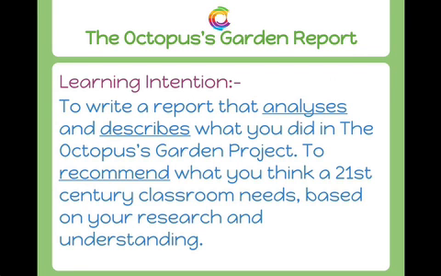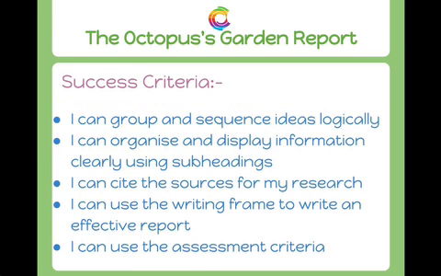So our learning intention for our report for the Octopus Garden project is we're going to write a report that analyses and describes what you did in the Octopus Garden project. You're going to recommend what you think a 21st century classroom needs based on your research and the understanding that you have from this project. So to be successful, your report will group and sequence ideas logically, and organise and display information clearly with subheadings. You're going to cite the sources for your research. You're going to say where you got everything from. Use the writing frame, and use the assessment criteria to make sure that you're successful.